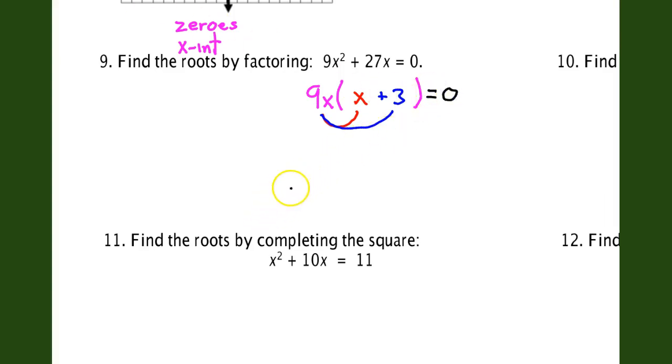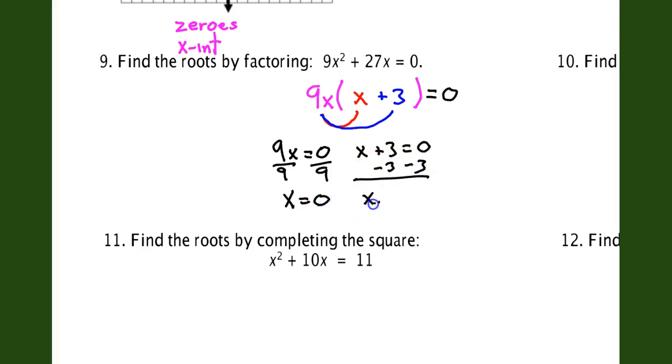And just like before, once we have it factored and it's equal to 0, we can just separate them into two equations. When is 9x equal to 0, and when is x plus 3 equal to 0? Solve them individually. We'll get x equals 0 and x equals -3. So our two answers would be 0 and -3 here.